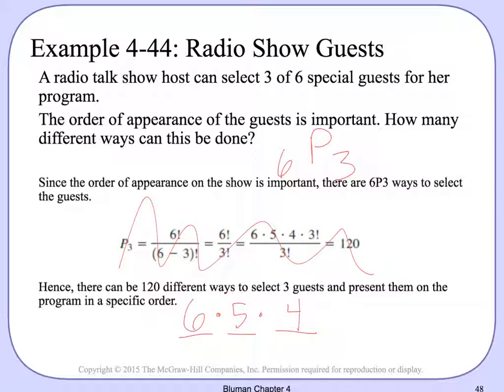Some of you like mental math. 6 times 5 times 4 is what? 120. This is also 120. Okay?